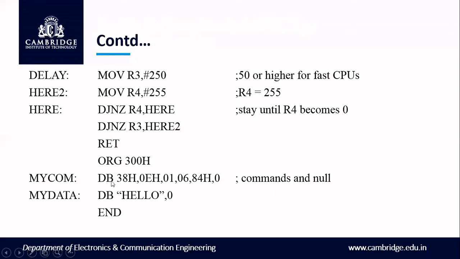DB stands for define byte. So 38H is an 8-bit command code. You know that 0EH, 01H, 06H, 84H, and 0 here indicates the end of the command codes. Whenever you are accessing this lookup table, after accessing all the codes, at the end if you write 0, it will indicate the end of the lookup table. So that is how we need to access this.